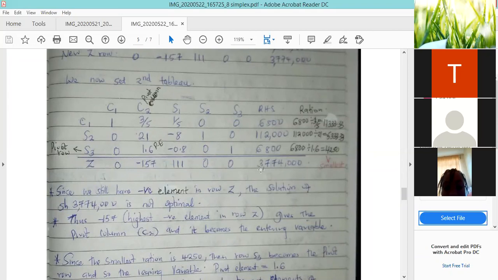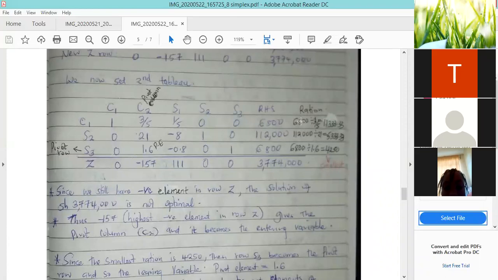So what do we do? That highest negative element on row Z, the negative 157, helps us to identify what we call the pivot column. And the pivot column in this case will be used to divide all the elements in the right-hand side variables, to be divided by the corresponding elements in the pivot column to come up with what we are calling the ratios. So we repeat the stage we had earlier on.